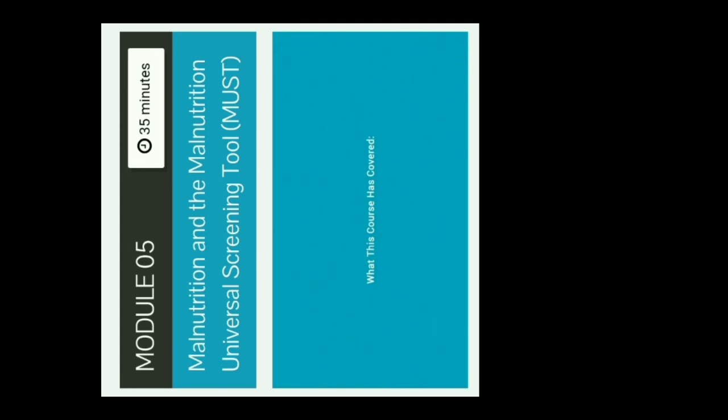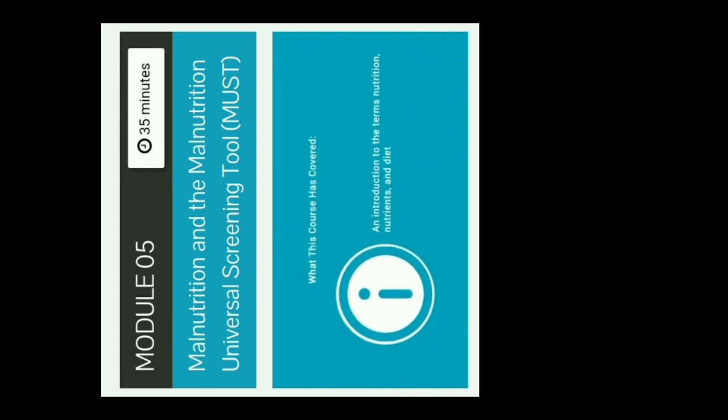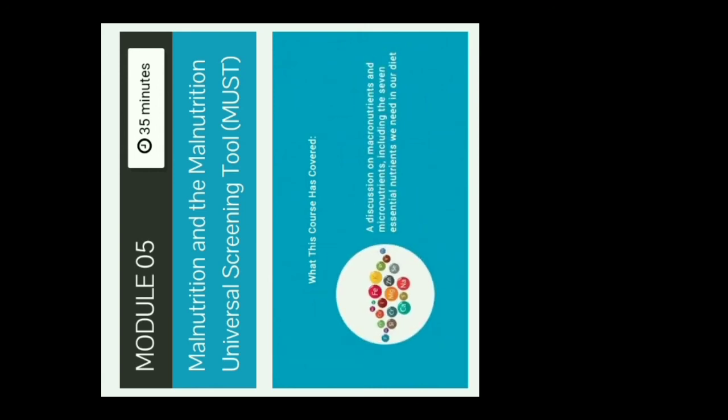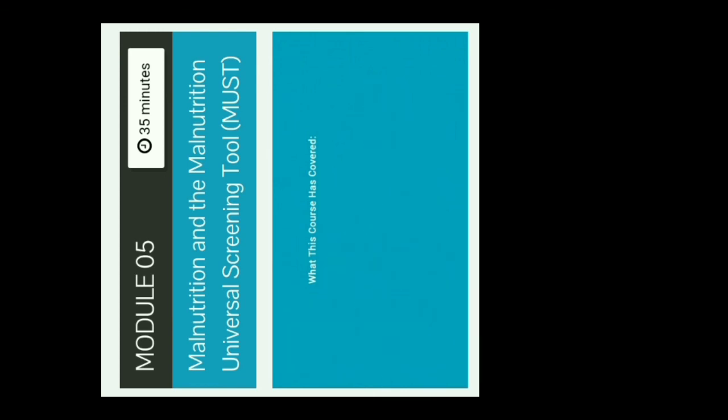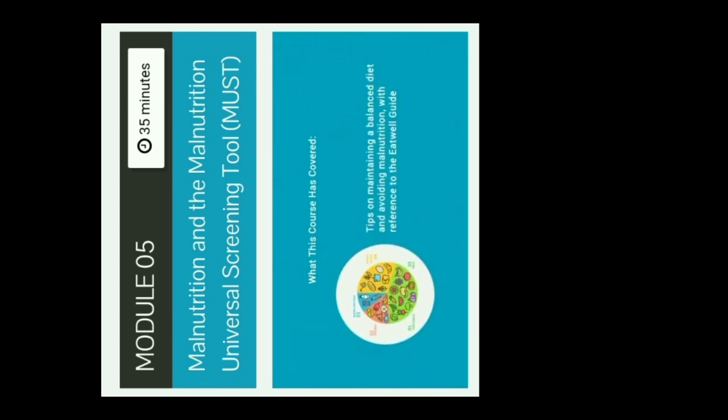What this course has covered: an introduction to the terms nutrition, nutrients and diet, a discussion on macronutrients and micronutrients, including the 7 essential nutrients we need in our diet, a look at the importance of water and hydration, as well as how to avoid dehydration, tips on maintaining a balanced diet and avoiding malnutrition with reference to the Eat Well guide, nutrition and how the Malnutrition Universal Screening Tool, MUST, helps identify those at risk.